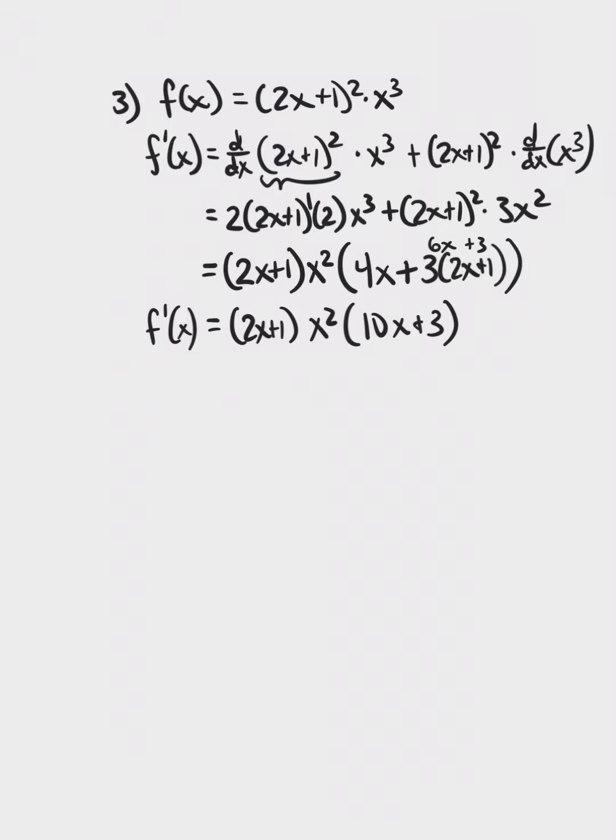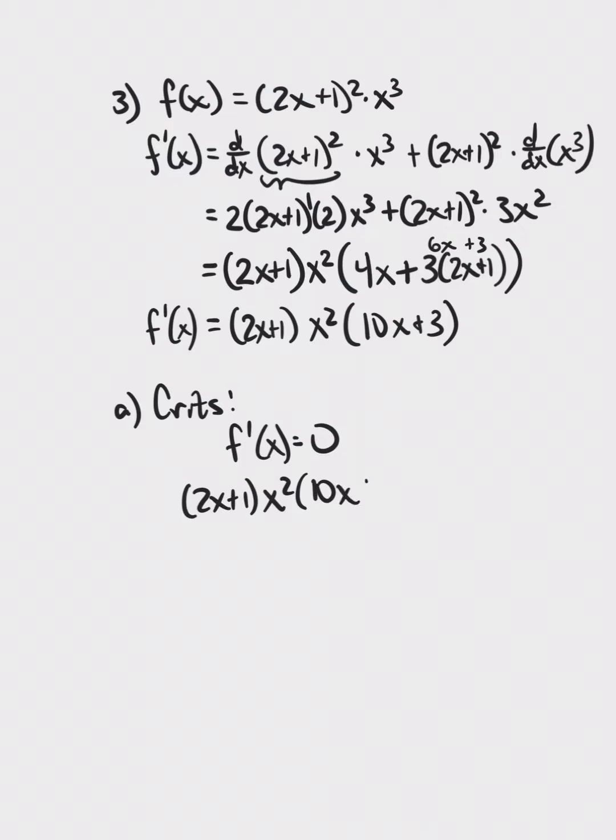Now I find the critical numbers. Okay, that's where the derivative is equal to 0. So I have 2x plus 1 times x squared times 10x plus 3 equal to 0. And so I set each one of my factors equal to 0. Right? And then I solve for x in each one.